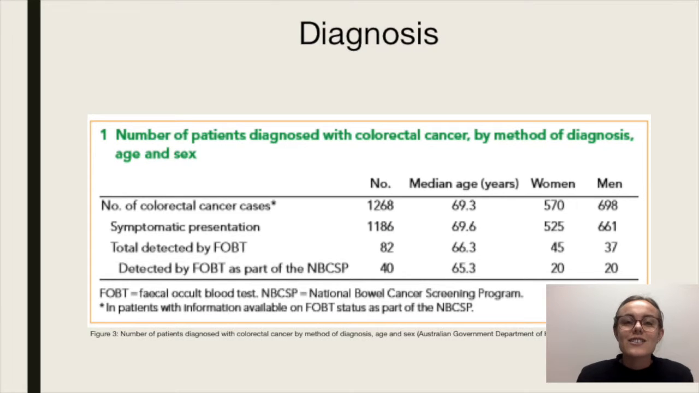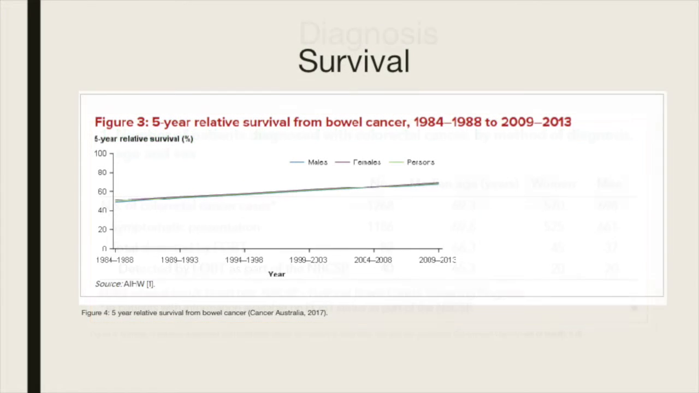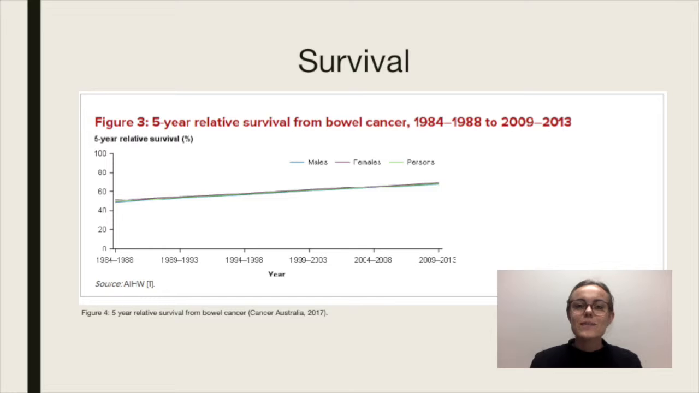Cancers detected by the National Bowel Cancer Screening Program, which we'll talk about later, were diagnosed at an earlier stage than symptomatic cancers. With the continuation of the bowel cancer screening program, the statistics show that the early detection of bowel cancer will eventually lower the mortality rate and see the survival rate climb.